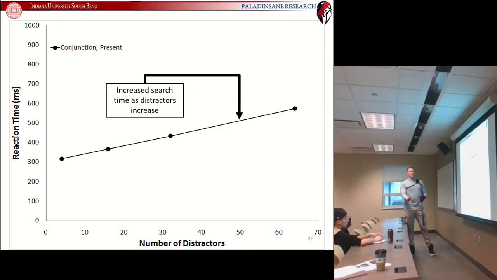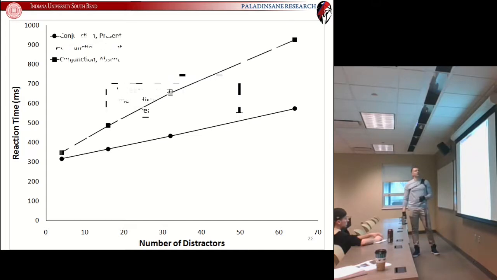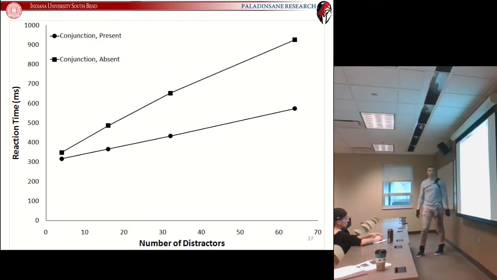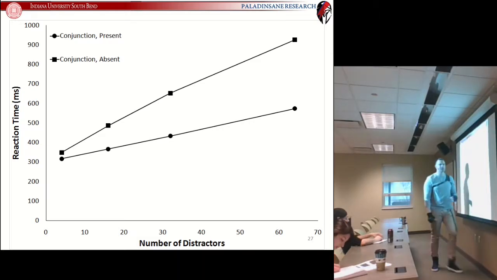So search time increased as the distractors increased, and then we can also take a look at the results for when the target was absent. You can see that it takes you a lot longer to do your search to indicate that a target is not there when that target is actually absent.